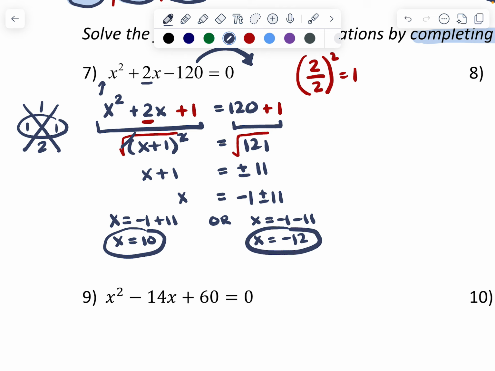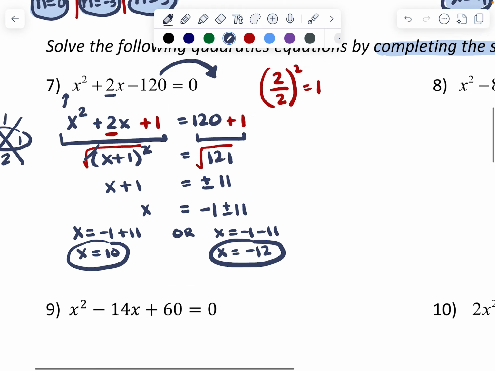Now, some of you might be thinking, "Screwsy, I just could have factored number 7. That would have been so much faster." Yeah, but I wanted you to complete the square to see if you could do it.